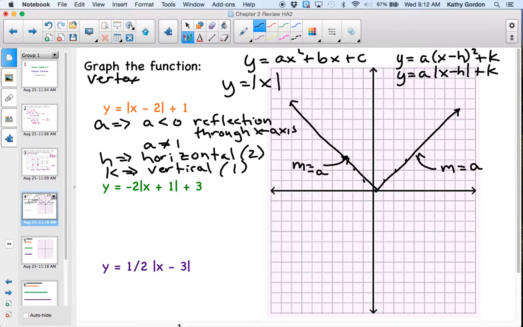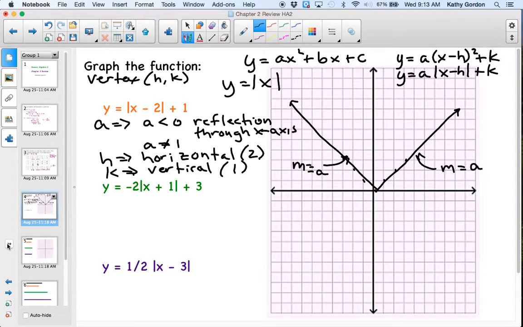So, with absolute values, what happens is my vertex here always happens at the ordered point h comma k, because the parent always starts at 0, 0. So if I move horizontally to the right because of a positive h, I'm going to move however far h told me to. And then k is going to tell me to move up or down, and I'm going to move however far k told me to, and I'm going to end up at the point h comma k.